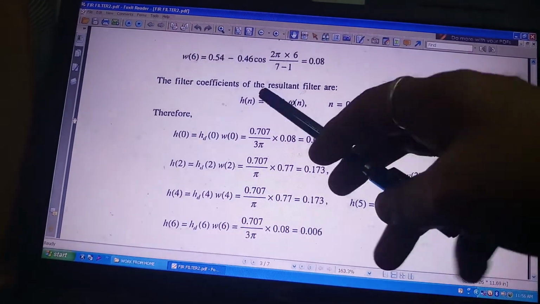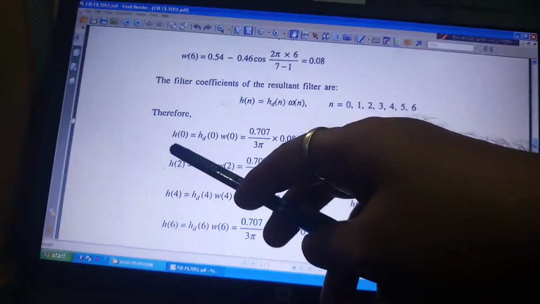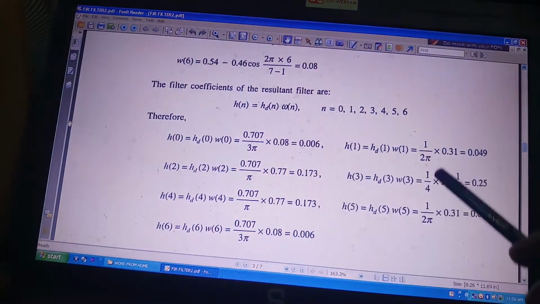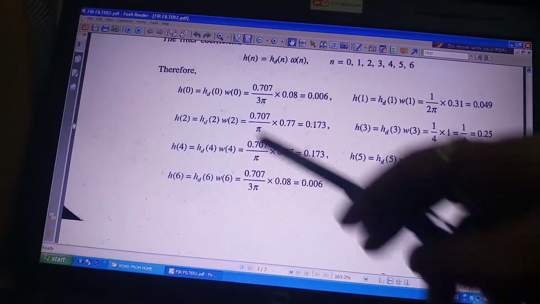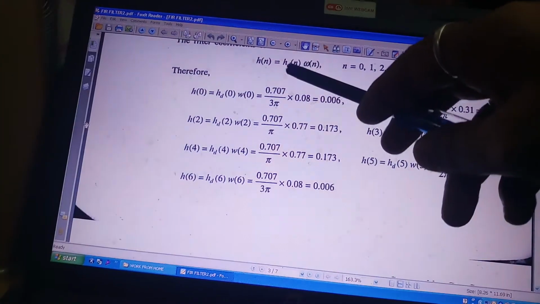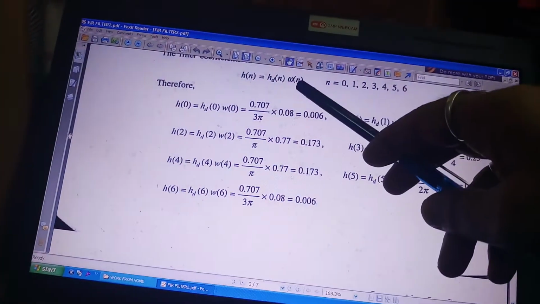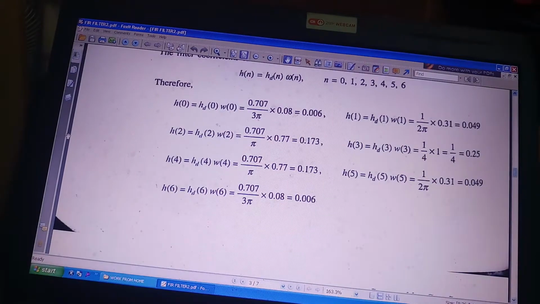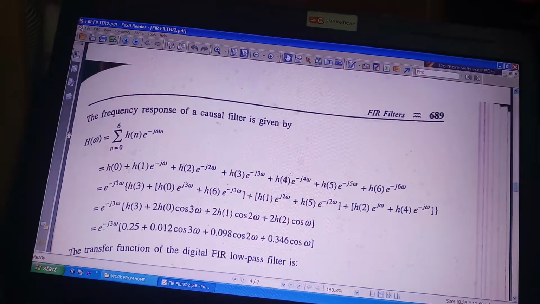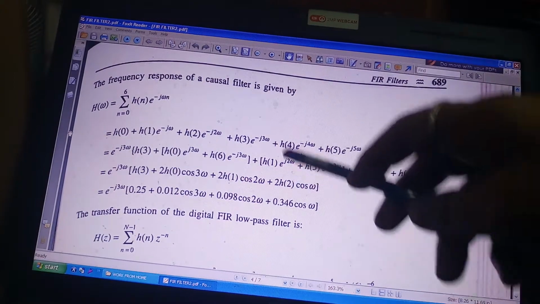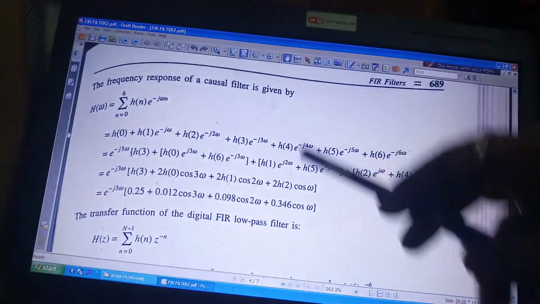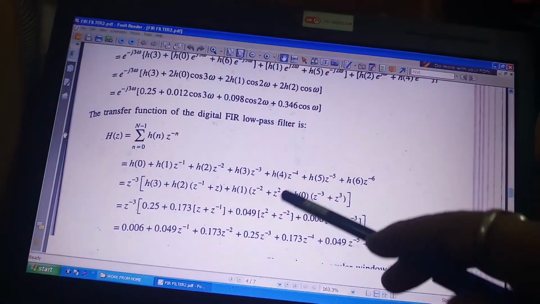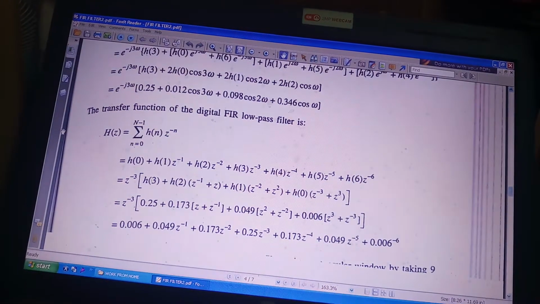So what is the final impulse response? It is h(n) as I have got, multiplied by the window coefficient. The impulse response without the window, multiplied by the window coefficient, gives the final impulse response using the window technique. And this is how I compute the frequency response, and finally the transfer function of the digital low pass filter, just by using the formula I have computed.